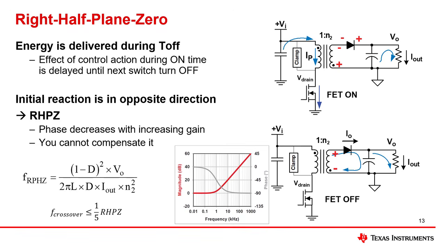It causes a phase decrease with an increasing gain. This we cannot compensate, so the right half plane zero has to be avoided. A rule of thumb is to cross over latest at 1/5 of the right half plane zero frequency. The formula to calculate the right half plane zero frequency is shown in the lower left corner.